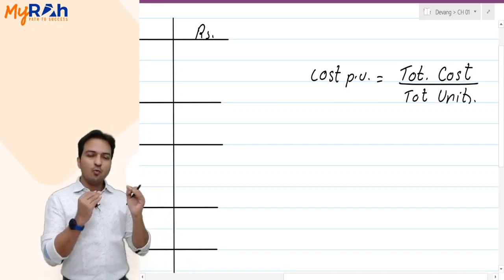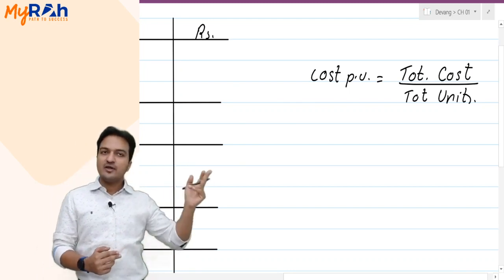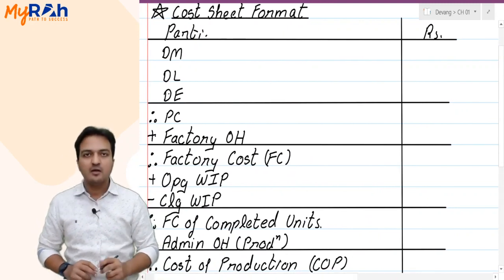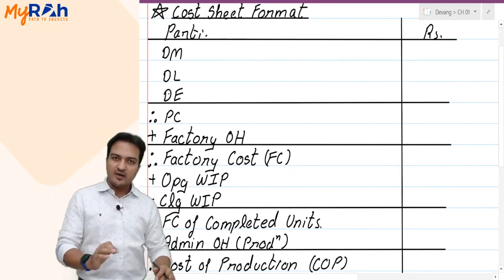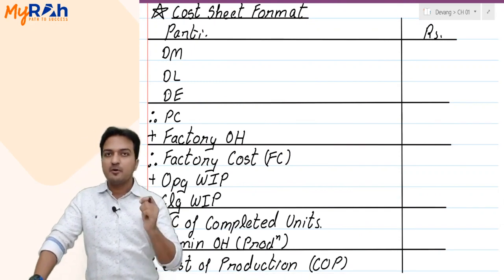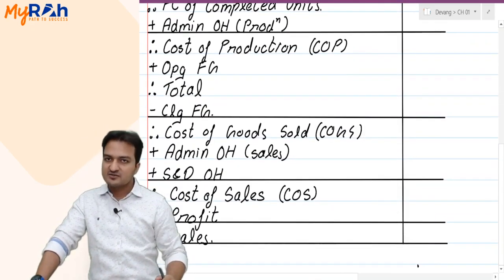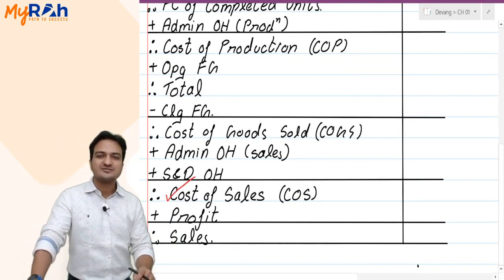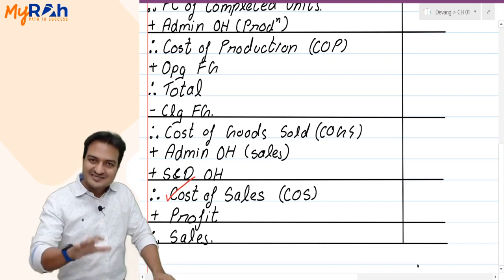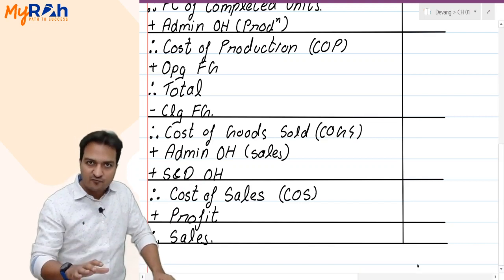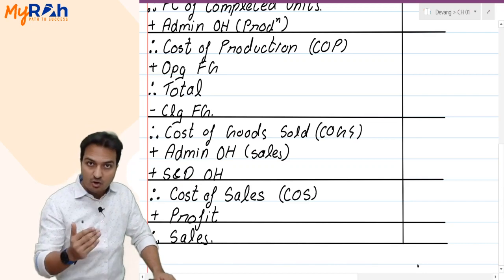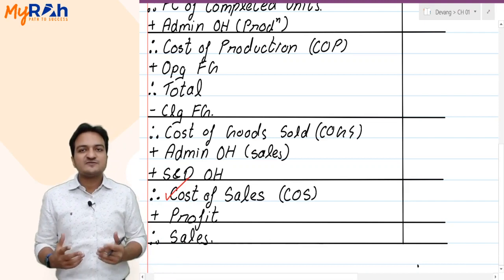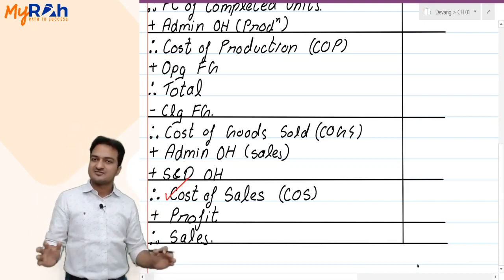Now the question is, what is this total cost? Well, to calculate this total cost, we make the format of cost sheet. So this cost sheet format has the ultimate purpose to identify the total cost. Ultimate purpose of this entire cost sheet format, this long format, is to reach this value here called cost of sales. For my costing subject, in my entire subject of costing, whenever I say total cost, it means this cost of sales. Cost of sales is considered as a total cost in costing subject.